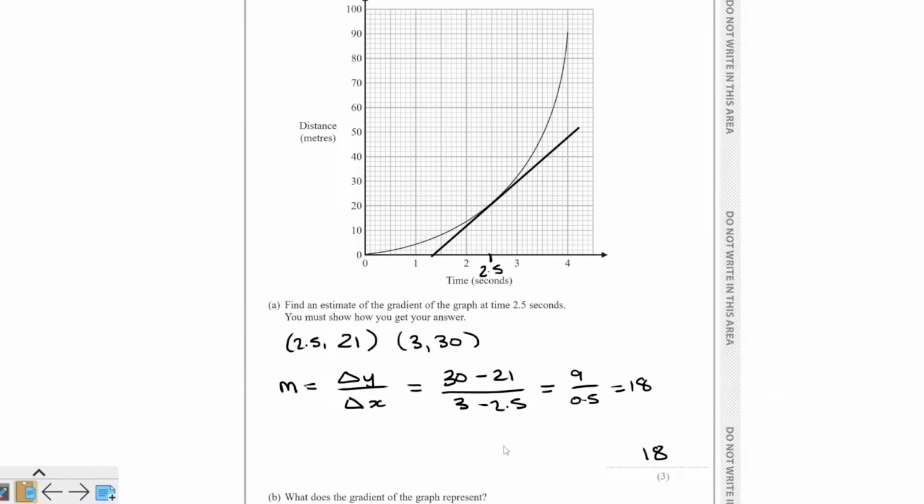Now, obviously, as I said, this one, they'll give you a range of answers. So when I look at the mark scheme, they've said that mark 1 is for drawing a tangent at the correct point, so at the 2.5. Mark 2 is for your method to find the gradient, and mark 3 is for your answer, which should be within 16.5 to 19.5. So as long as you've got something in between those two numbers, then you'll be fine.